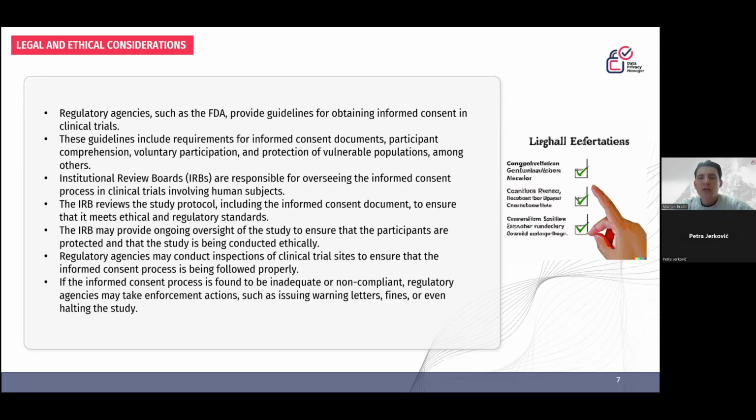Beneficence requires that researchers maximize benefits and minimize risks, and justice requires that the benefits and burdens of research be fairly distributed. So to ensure compliance with these regulations and ethical principles, clinical trials must be reviewed and approved by an IRB, and their role is to review study protocols and informed consent documents to ensure that the study is ethical, scientifically sound, and that risks are minimized and benefits maximized.